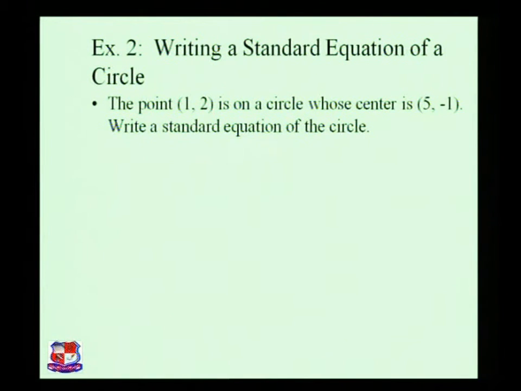So we have given the center and we have given one point on the circle. As we all know, the radius is the distance from the center of the circle to the point on the circle.